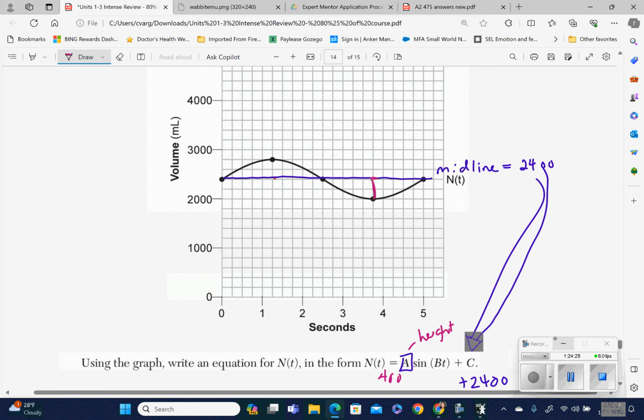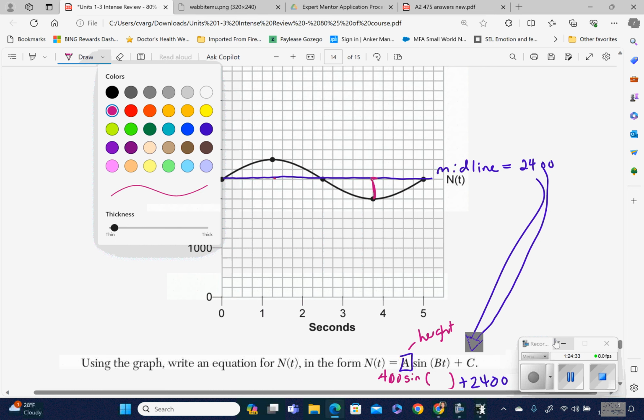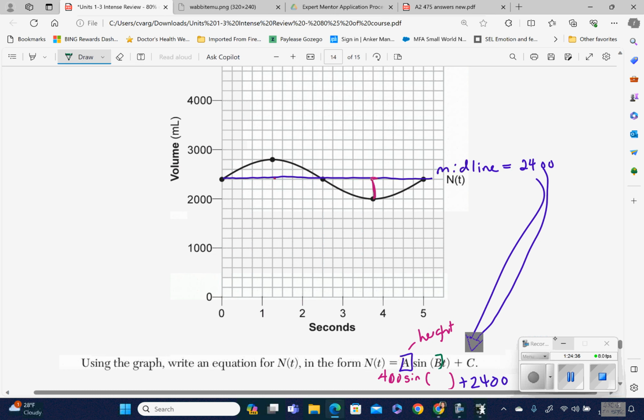Okay, so we have 400, we have sine, and now we're looking for our B of t. How do we find our B? Let me do this in green. So this right here is how long it takes to make a full cycle. A cycle means you start at a point, you go up, come back down through that point, go down and get back. So how long did that take us? That took us 5 seconds. So this is going to be 5t.